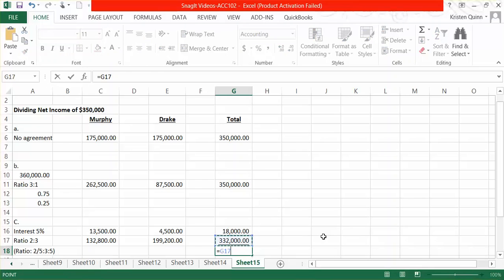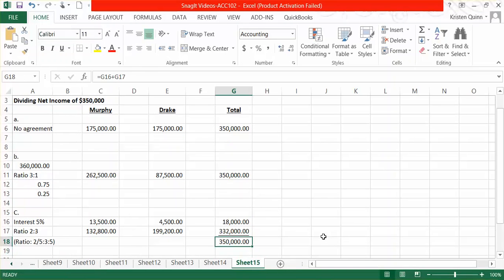In part 1, we gave them an interest. In part 2 of our partnership agreement, there was a ratio of 2 to 3. In total, we have now distributed the full net income of $350,000.